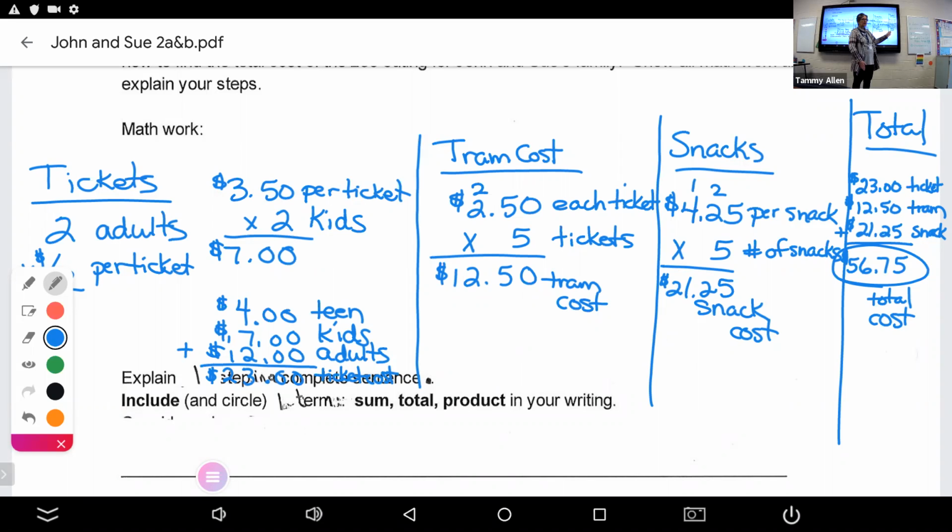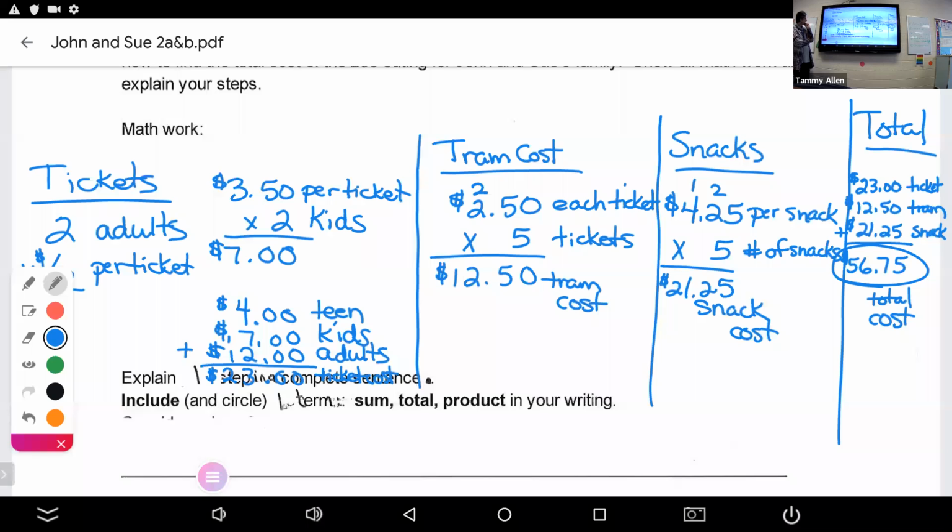What won't I include if I use just this? Where did you get this from? Will I use sum? No. Yeah, because I'm adding. Will I use total? Yes. Will I use product? No, because there's no multiplication. Where would I use sum, total, and product? Mallory?